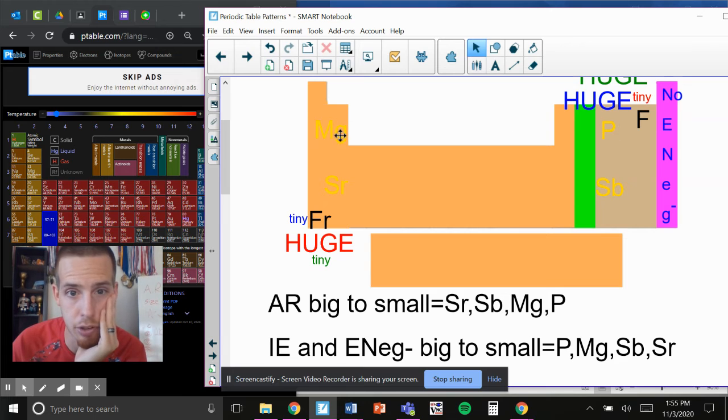But the problem is these two are smaller. Phosphorus has 3 shells. Magnesium has 3 shells. So this is the smallest and is going to have the most fight. Then magnesium, then antimony, then strontium. Again, small atoms want to protect and want to defend. Strontium being big, it's the opposite.